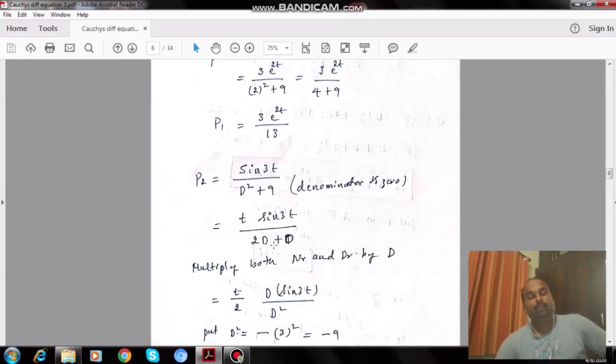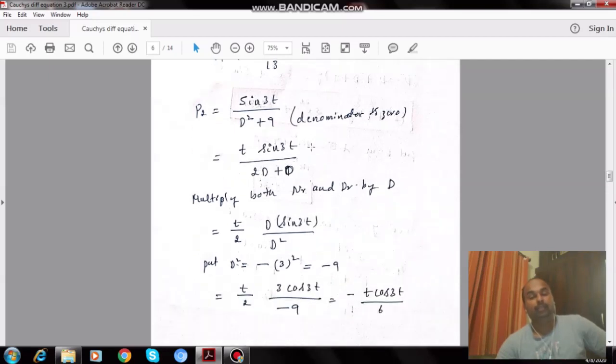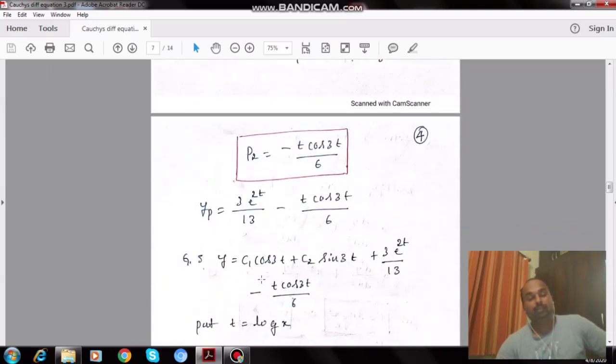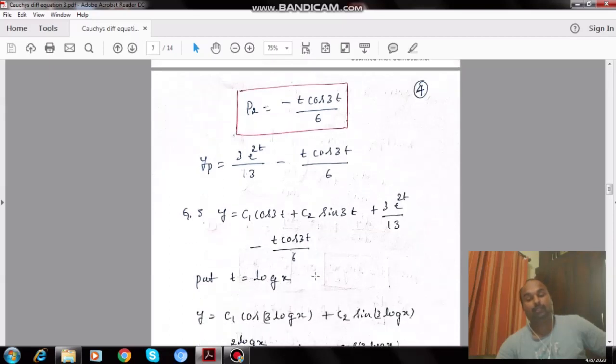So now we have a D in the denominator, and we should make it D square. So multiply both numerator and denominator by D. t D sin 3t by D into D, which is D square. D sin 3t means the derivative of sin 3t, which is 3 cos 3t, and D square will be minus 9. So 3 threes are 9, and 3 into 2 will be 6. This is P2. So therefore the general solution will be C1 cos 3t plus C2 sin 3t plus 3 e power 2t by 13, and P2 is t cos 3t by 6.